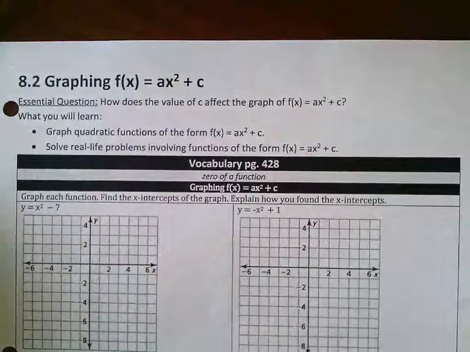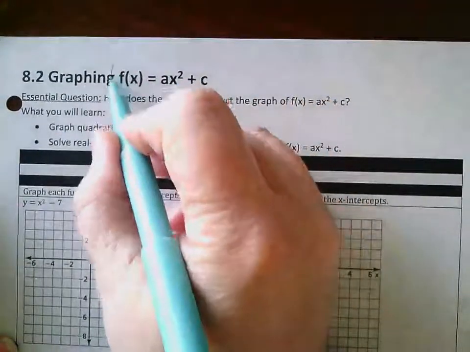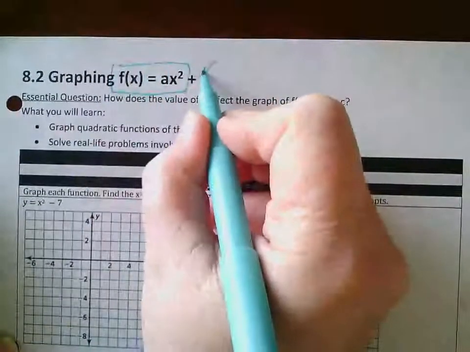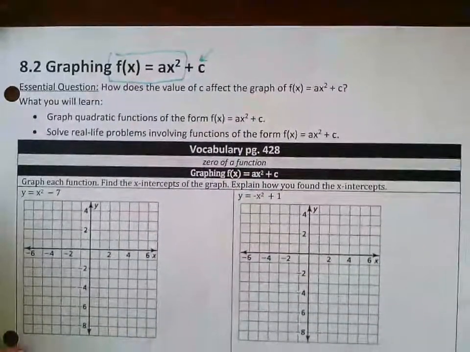Okay, so we're going to talk about 8.2, and it's exactly like 8.1. This is what we talked about in 8.1, except for that. So what does that do to a graph? So we're going to find out.